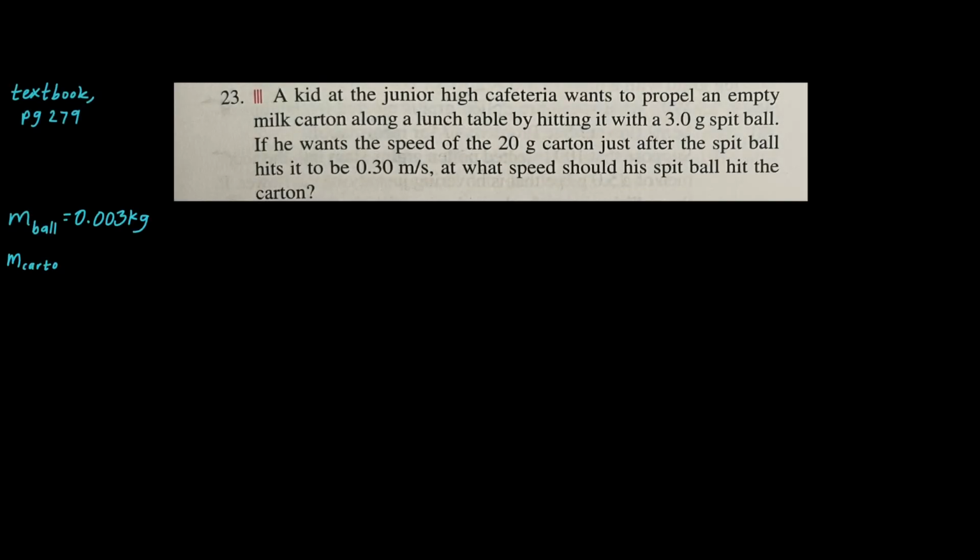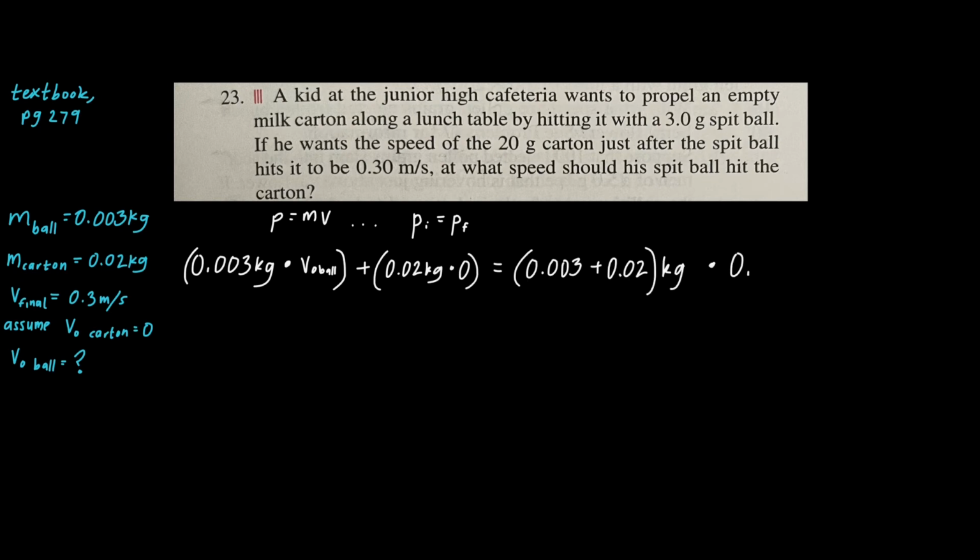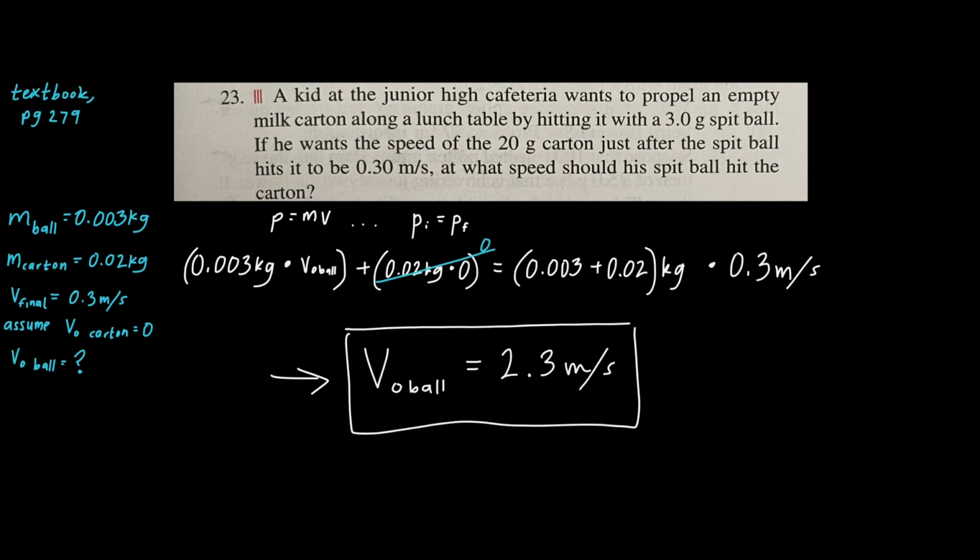Again, we start by writing down the variables, both known and unknown. Then we use the conservation of momentum equation to solve. We know that the carton starts with 0 velocity, so we can cancel out that term. This is pretty much the only thing that changes when one object starts with 0 velocity.